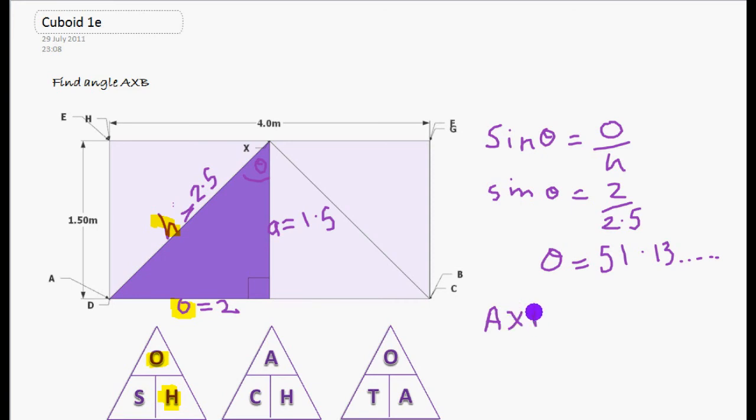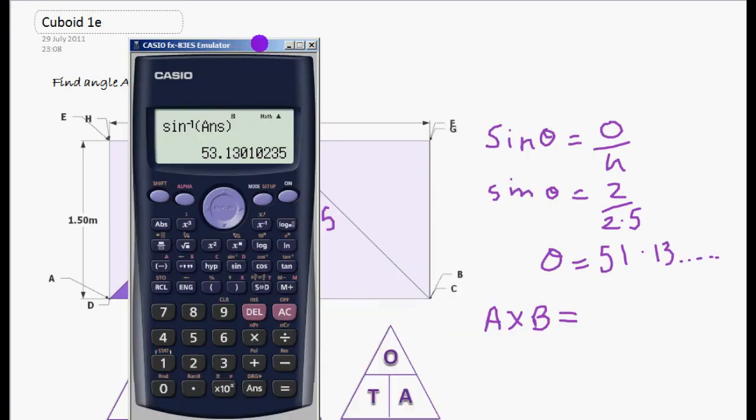AXB. And that's going to be just 2 times 51.13 degrees, so let's times that by 2. Notice I'm going to use the whole calculated display. Never use your rounded value. You only round at the very end. Always use all your working. And you get 106.26 degrees. So to three significant figures, that's going to be 106 degrees.